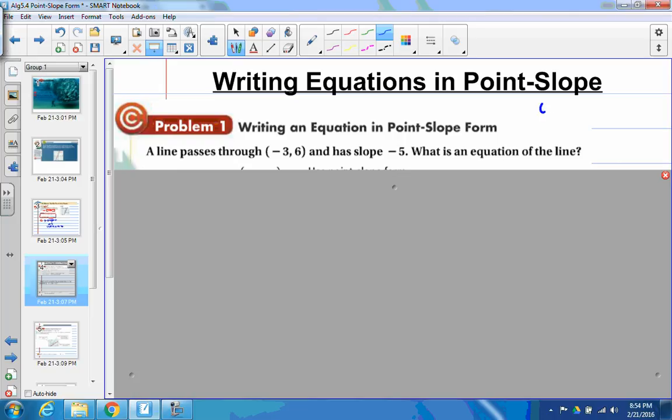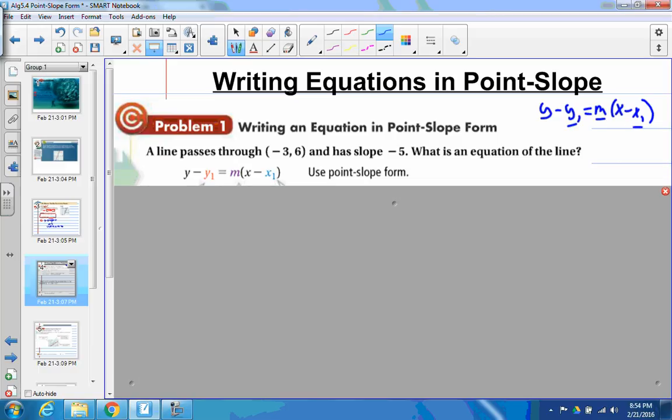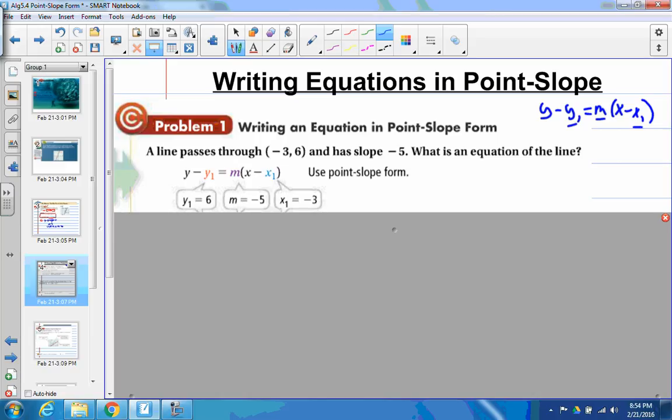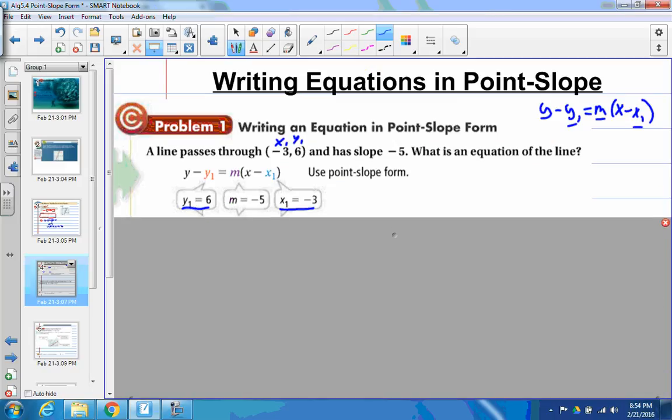Remember, point-slope form is y minus y1 equals m times x minus x1. The x1 and the y1 are the point that you plug in, and the m is the slope. So these are the three parts that have a number. If we look here, there it is written again. Now we're given a point. We're given -3, and remember that's the x, so that'll be the x1 that we plug in. We're given a y, which is going to go in for the y1. Then we're given the slope, which is -5, and that's going to go in for m.